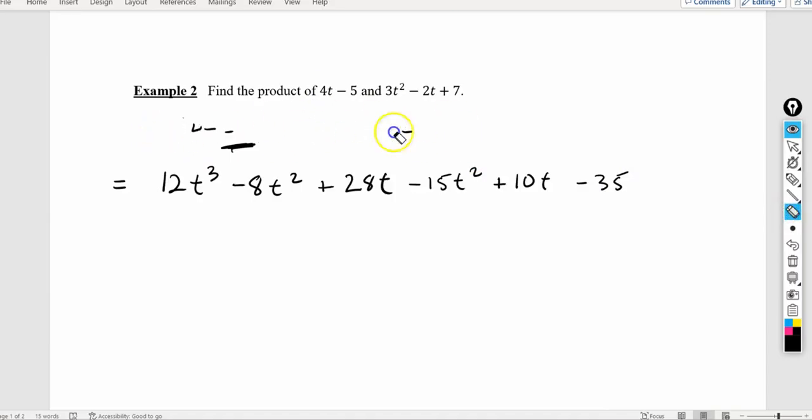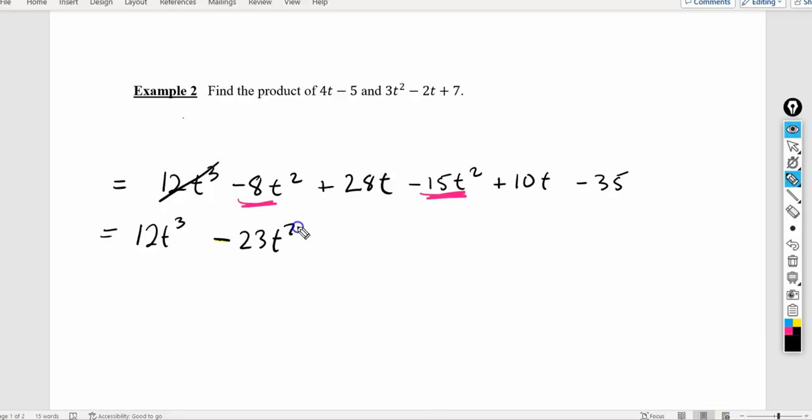All I have to do now is to gather any like terms. So I'm going to start with the highest power of t, t cubed, the third power, and I don't have any other t cubed terms. Now I'm going to look for my t squared terms. There's one, there's one. And -8t squared minus 15t squared, well, -8 minus 15 is -23, so that will be -23t squared. Then I look for my t terms. 28t plus 10t will be 38t.